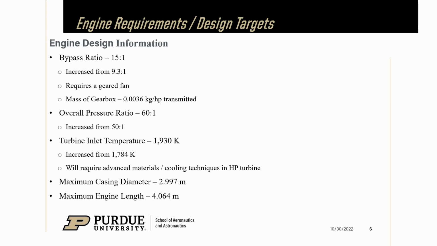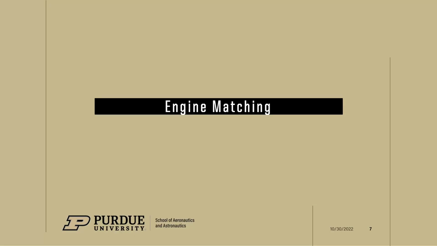So the requirements for the engine include a bypass ratio of 15:1, which was increased from 9.3:1 in the report. Another requirement is the use of a geared fan with the mass of the gearbox equivalent to 0.0036 kilograms per horsepower transmitted. The overall pressure ratio of the engine is 60:1, increased from 50:1, and the turbine inlet temperature is a little over 1900 Kelvin, which is increased from 1784 Kelvin. This will require some advanced materials or cooling techniques, which we'll discuss later in slides. And rounding off the engine requirements are the casing diameter and engine length at nearly 3 and 4 meters respectively. I'll now pass it off to Ben to talk about the engine matching in gas turbine.